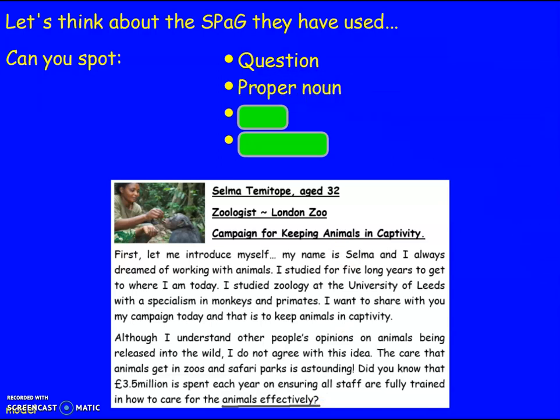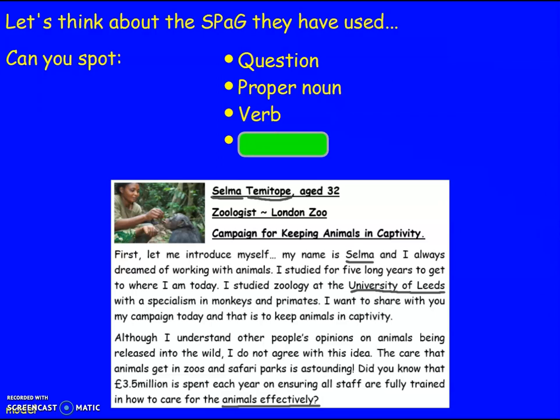Then see if you can find a proper noun. Okay, so a proper noun is the name of a person or a place. There's quite a few proper nouns here. Okay, so Selma, Temitope, they're proper nouns. So their names beginning with capital letters. University of Leeds is a proper noun. There's Selma here again, her name, another proper noun.